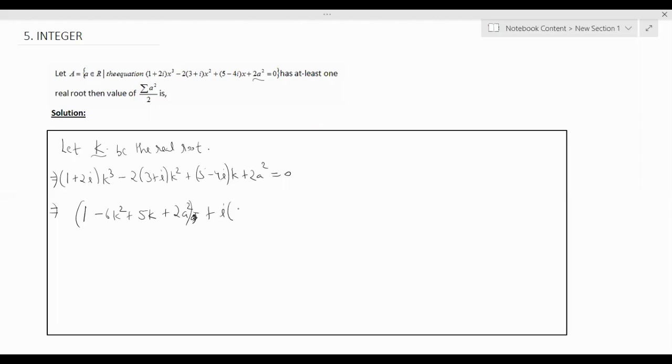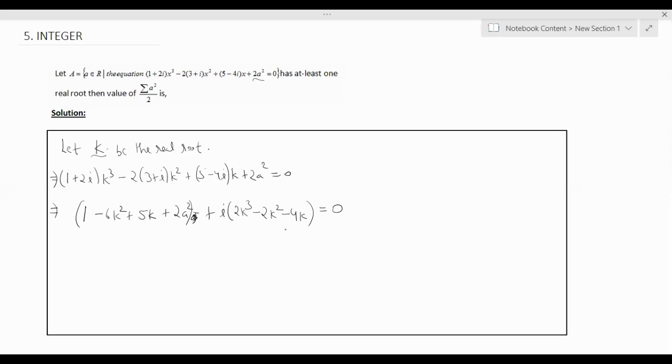If you take i common, then the first term will be 2k cube minus 2k square. Observe this, i we have taken common, minus 2k square, and here you will have minus 4k. And the RHS is equal to 0. So if this is a complex number, then its real part should also be 0 as well as the imaginary part should also be 0 for k to be real.